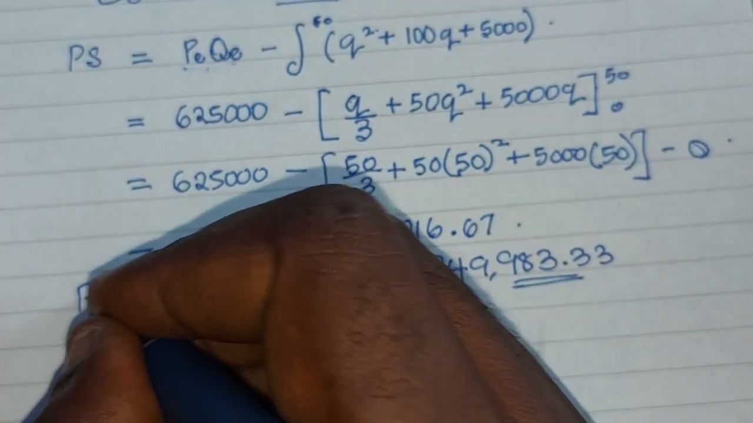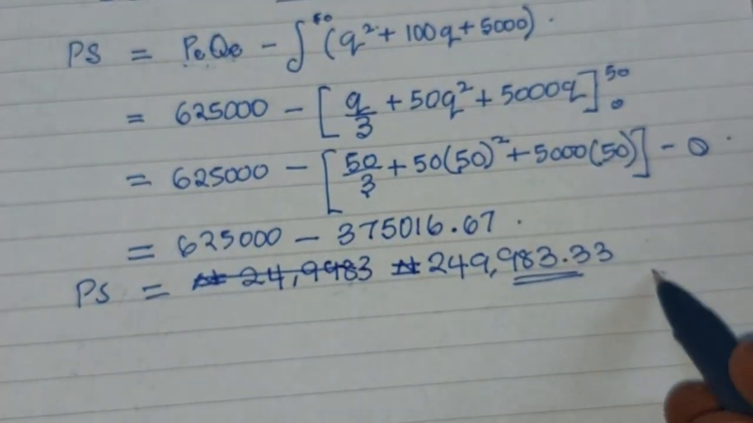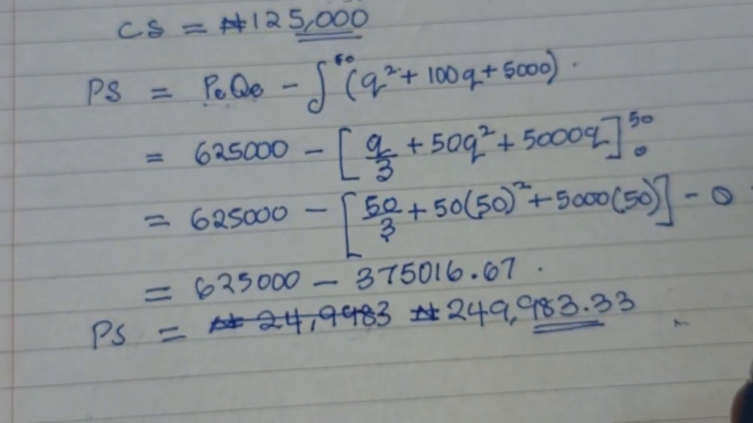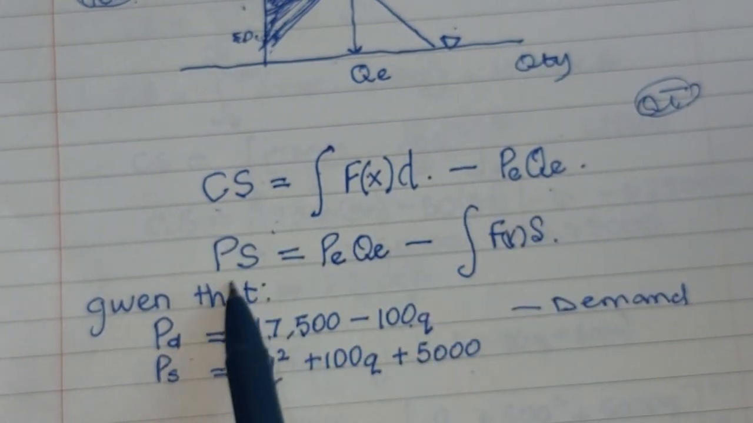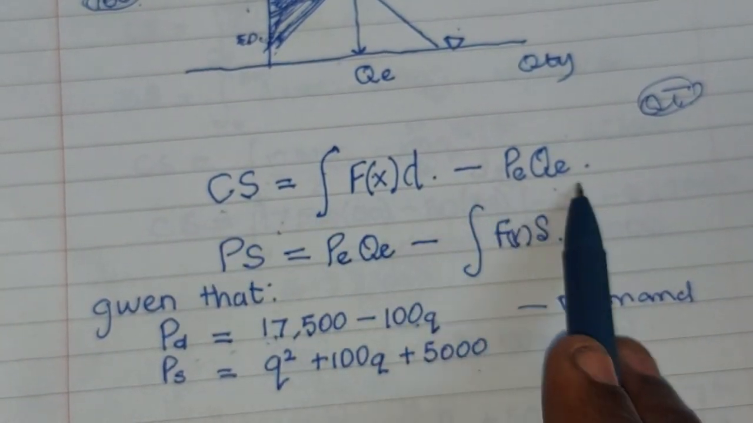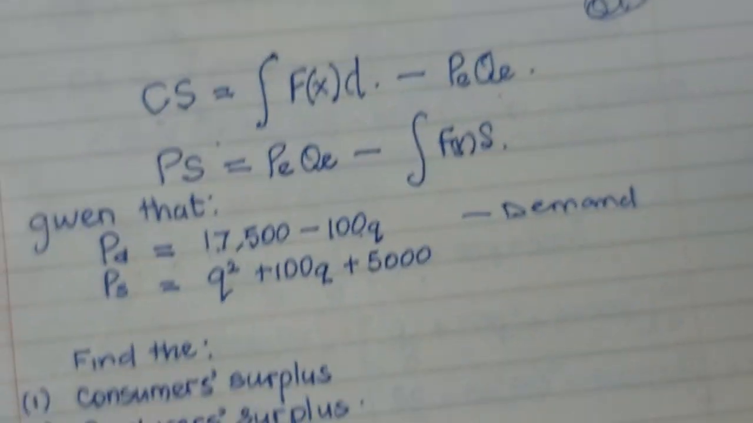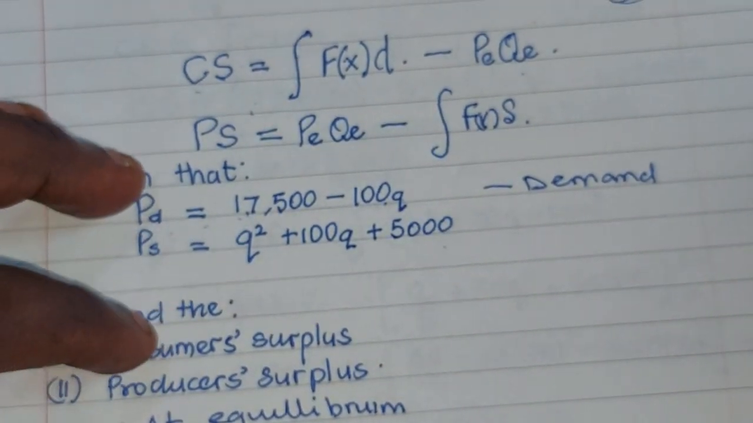Our producer surplus. Don't forget the formula I gave you: the formula is this and this, for consumer surplus and for producer surplus. So you can go through the question again if you don't understand.